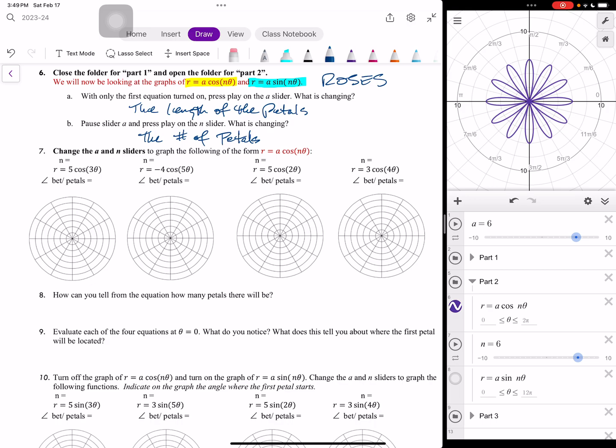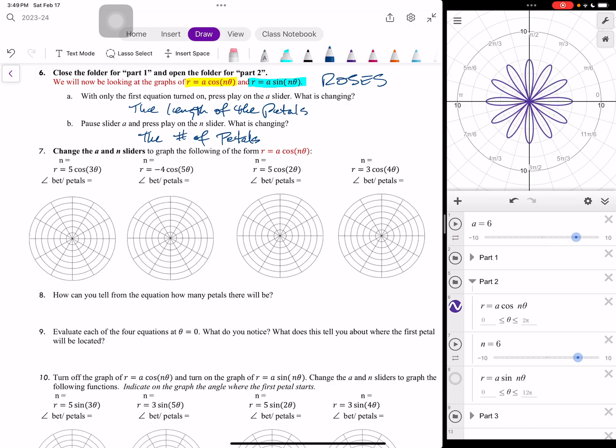Now based upon what I just said, I'm going to jump to number eight. How can you tell from the equation how many petals there are? Well, I'm going to go back and do what I just did. Let's bring A back to 6.